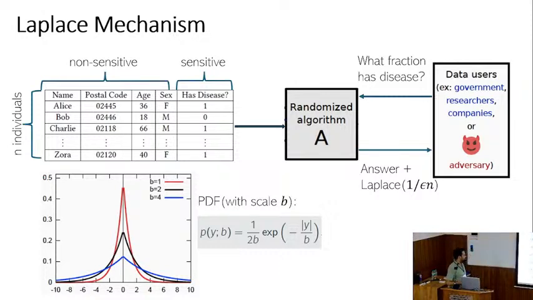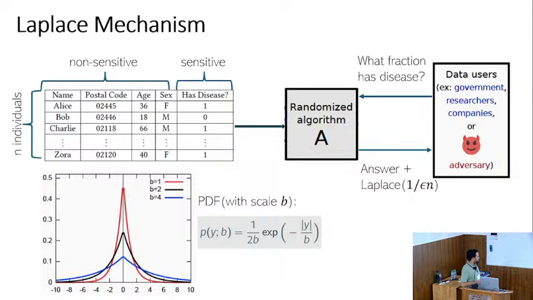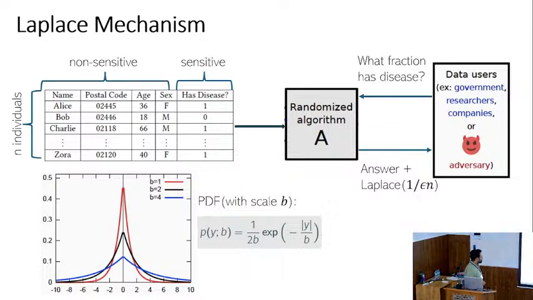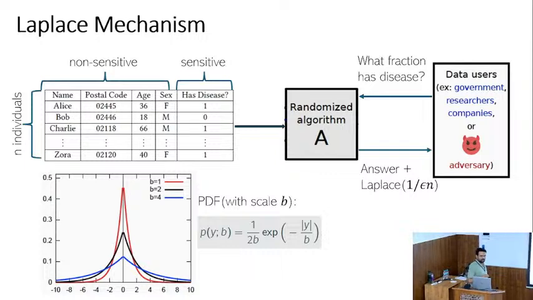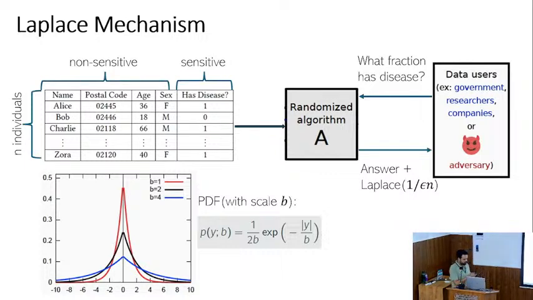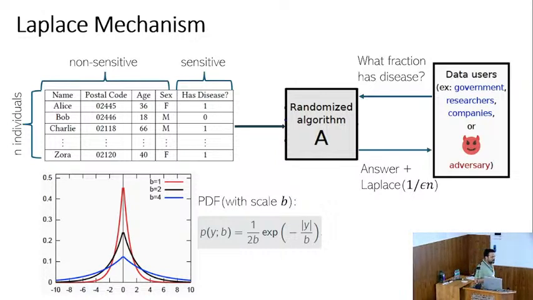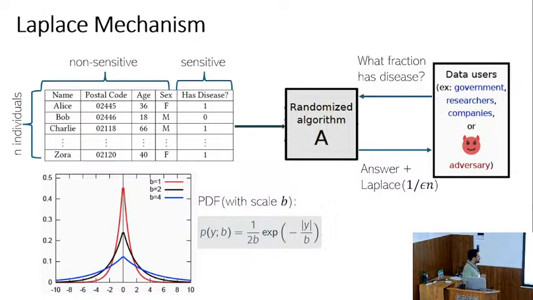So as you can see, if we change the scale, the PDF changes. This is a plot of the PDF. On the horizontal axis there is y, the different values, and the vertical axis shows the probabilities. When the scale increases, the distribution gets flat. When the scale decreases, the distribution is very narrow. So for higher scale, the distribution has higher standard deviation, and for lower scale it has lower standard deviation.